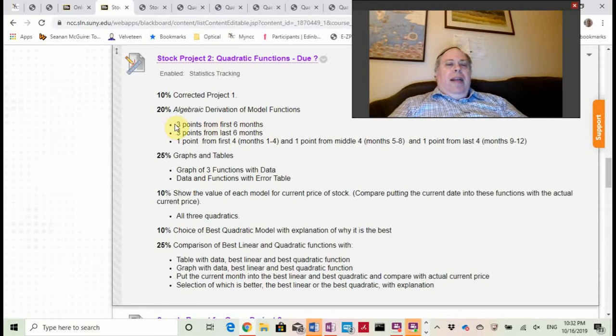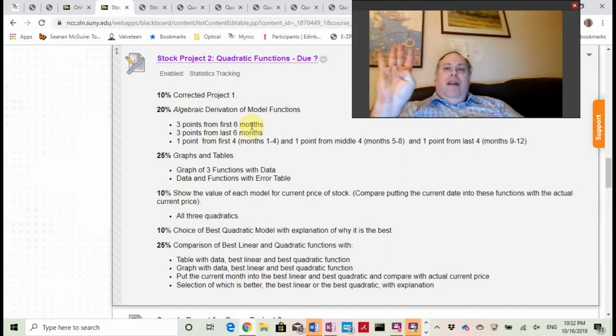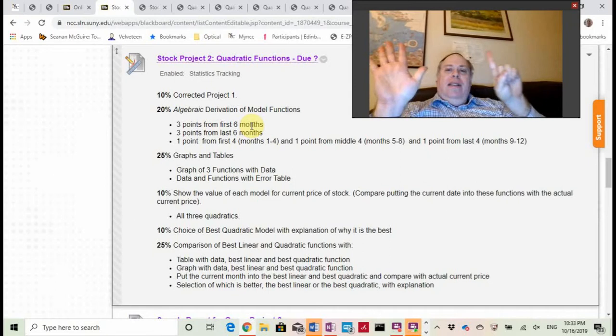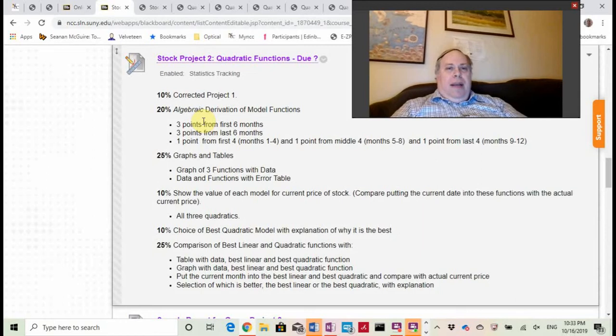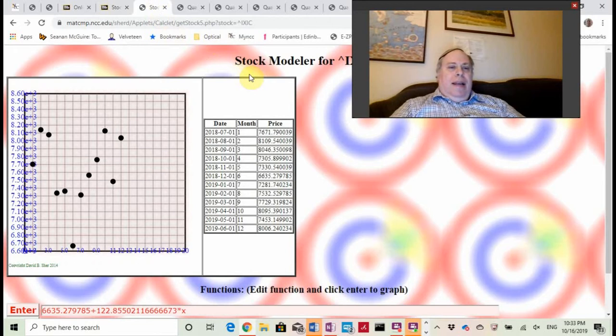Now, for the linear function, we took 2 points from the first 6 months. In the quadratic, we're going to take 3 points from the first 6 months. Remember, that's months 1, 2, 3, 4, 5, 6. So I'm going to pick 3 points that I think will make a nice quadratic. Like I did last time, I'm using the Nasdaq.